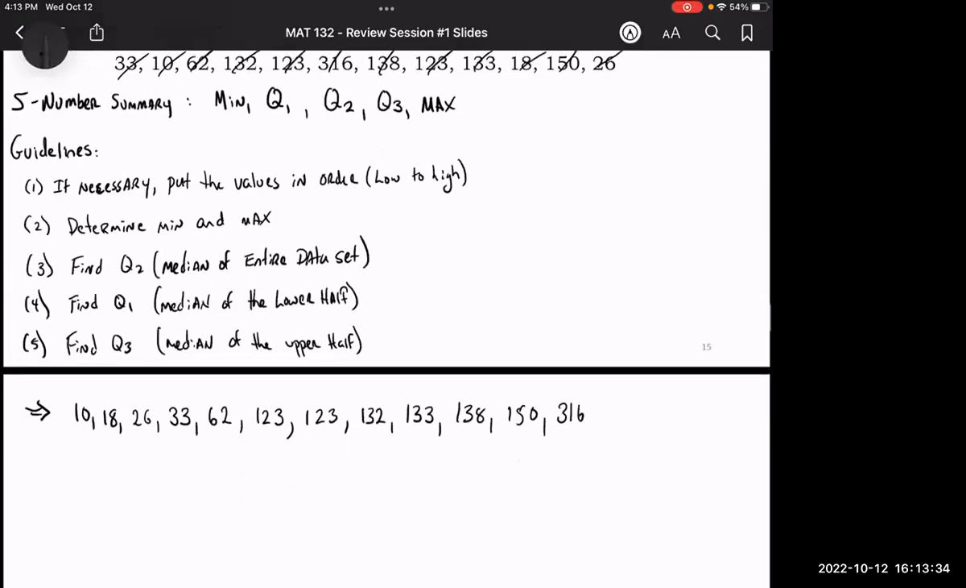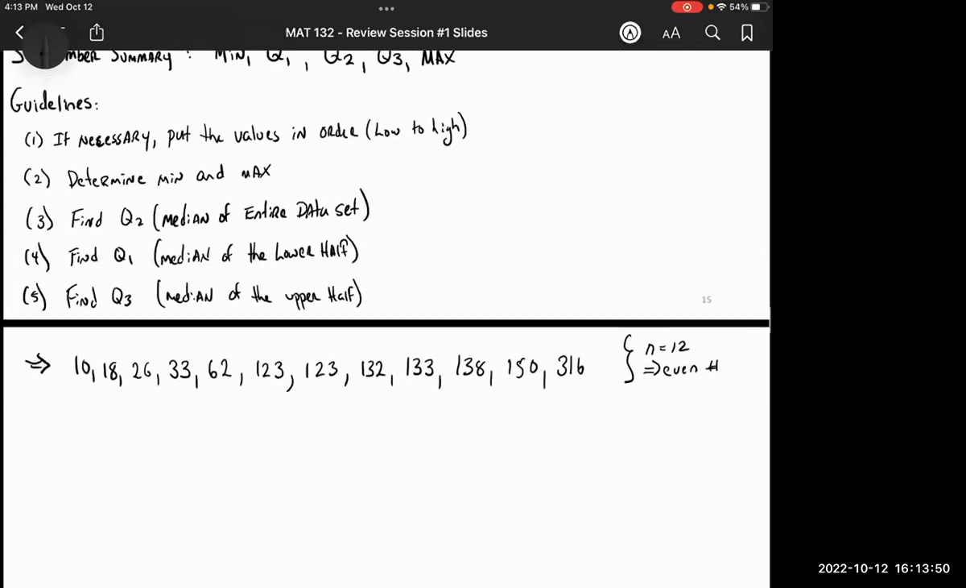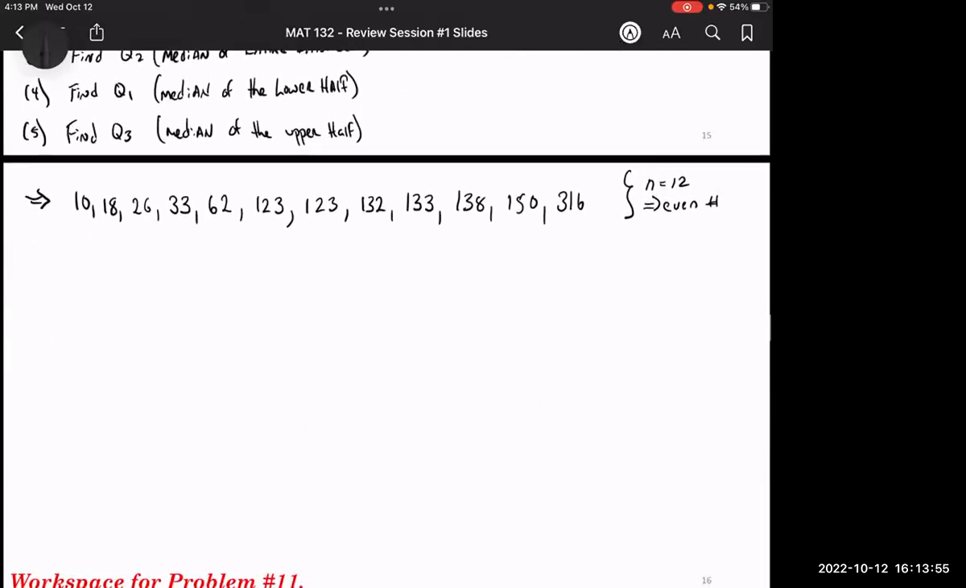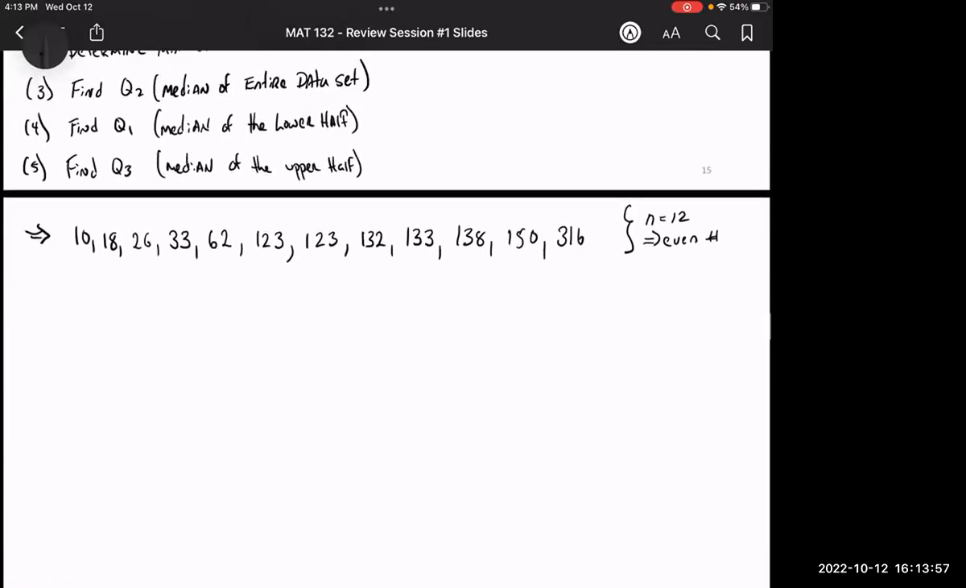All right, so look at your data set, by the way. How many data values do we have? 12. I'll let n be the number of data values. n is equal to 12. And what do we know about 12? What type of number is that? 12 is an even number. Okay, so that will help me when I have to find Q2.